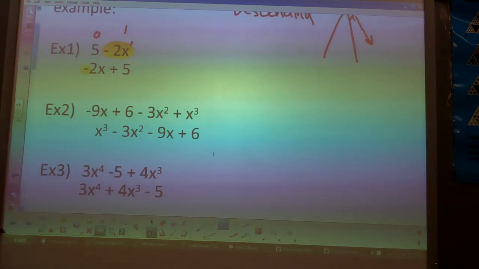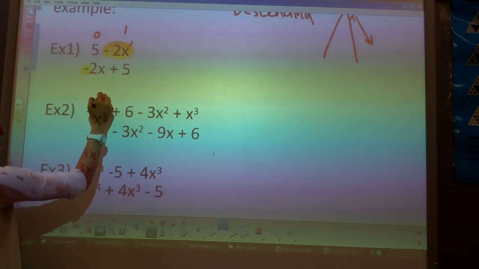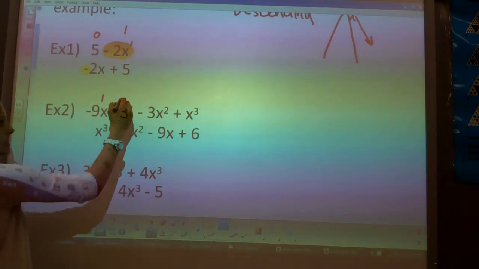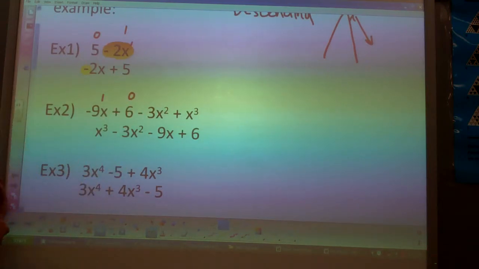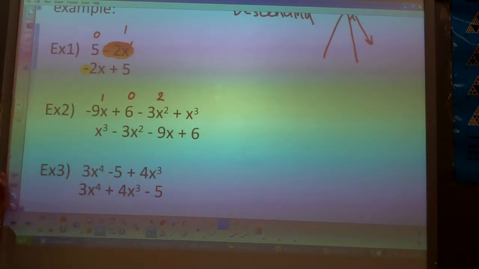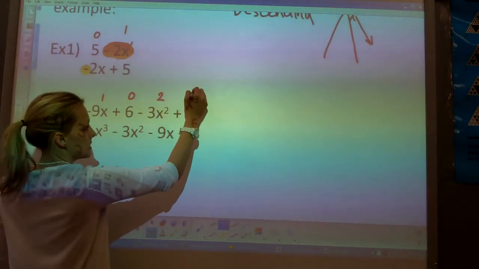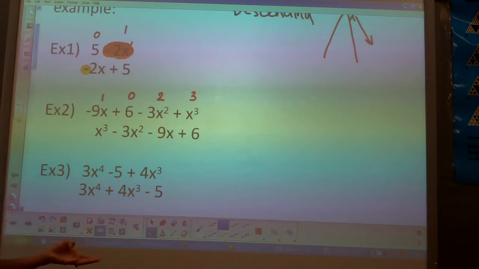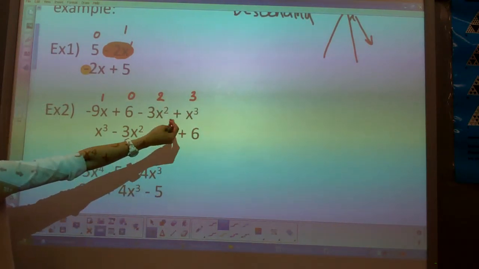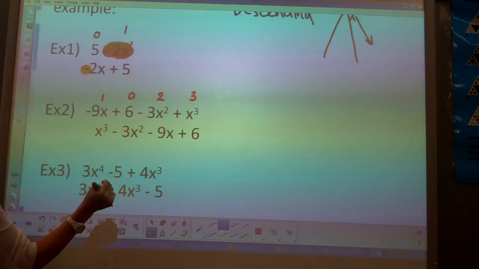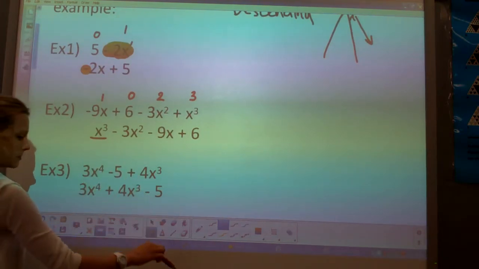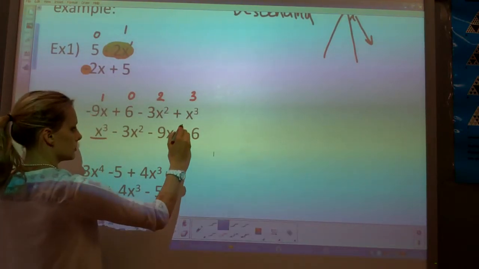For example 2, negative 9x has a degree of 1, plus 6 has a degree of 0, minus 3x squared, the degree is 2, and plus x to the third, this degree is 3. So descending, we want the biggest first, and then it needs to go in order from largest degree to smallest degree. So our x to the third should go first.